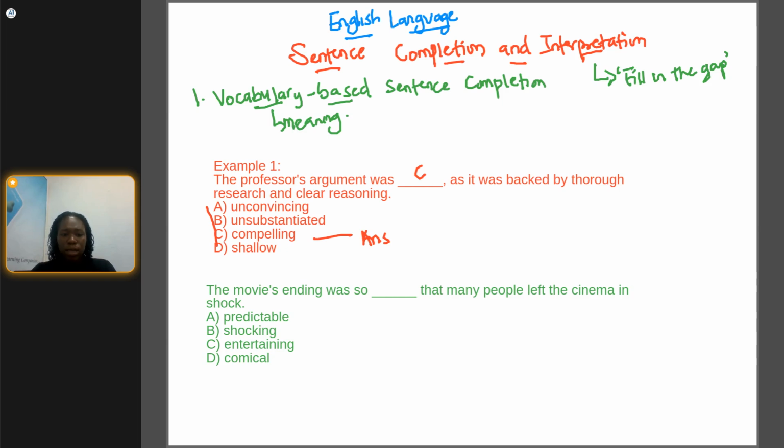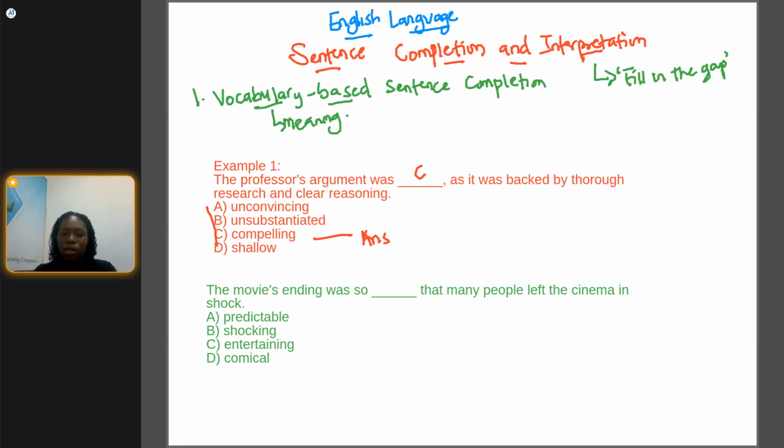So option two says shocking, surprising, or upsetting. All right. So if the movie's ending was shocking, can people leave the cinema in shock? Option three, the movie's ending was so entertaining. Okay. So if the movie's ending was so entertaining, what's there to shock people? Why should they leave the cinema shocked?